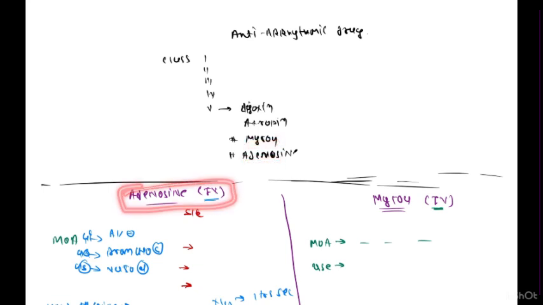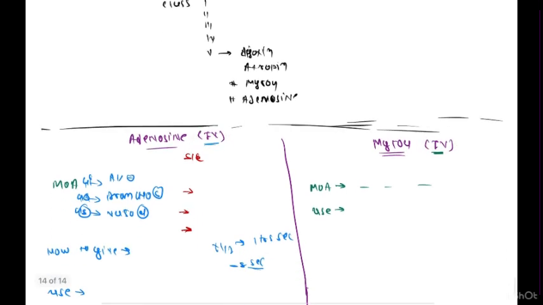So first, adenosine. Adenosine and MgSO4 both are used in the emergency acute condition, so they are used as IV. Now first, adenosine. It has 3 mechanisms of action. It blocks the AV node, it causes bronchoconstriction, and it causes vasodilation. It depends on its receptor.